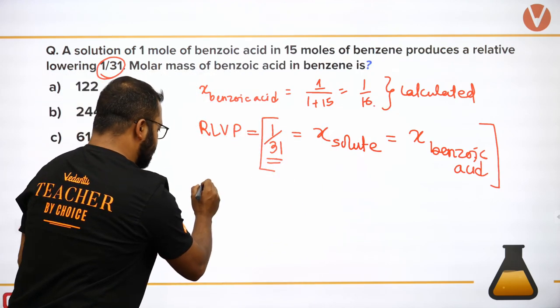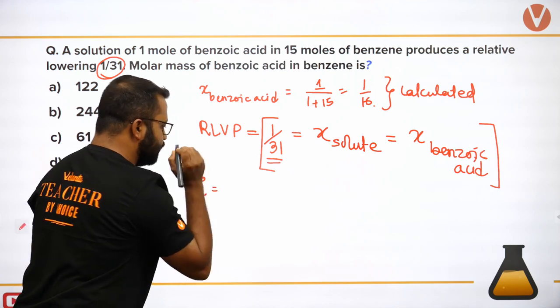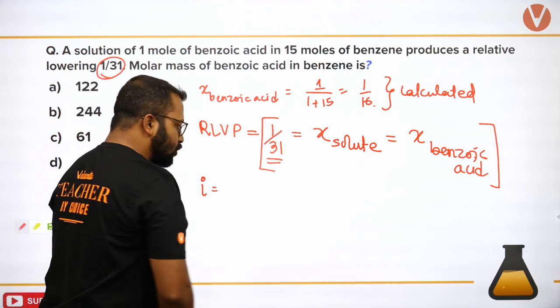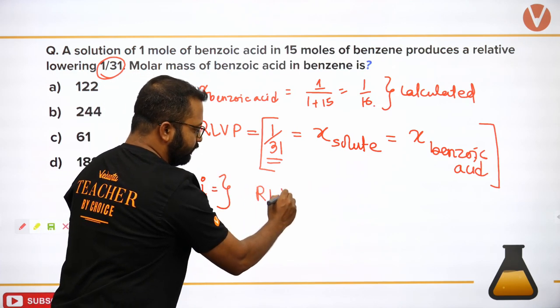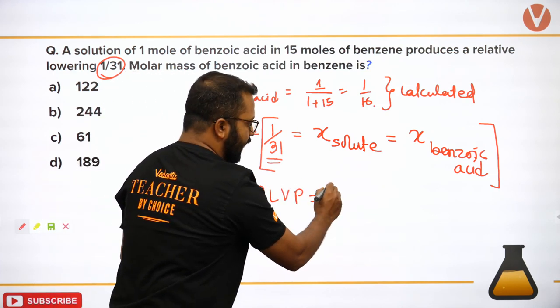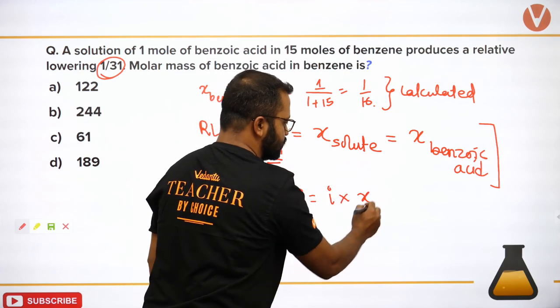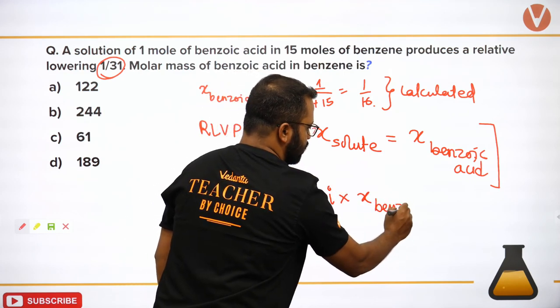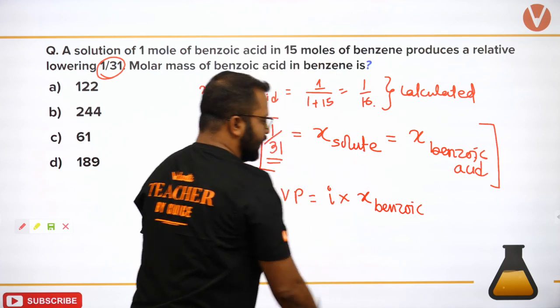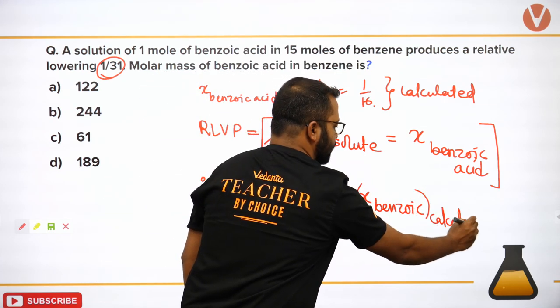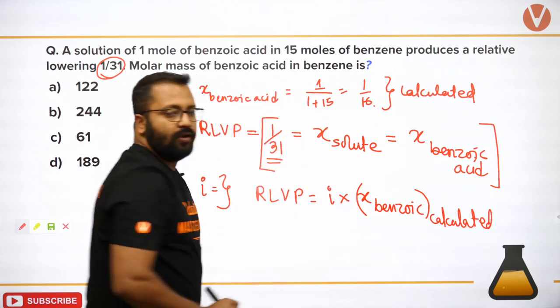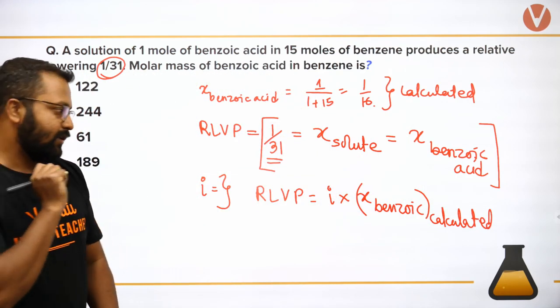What is the value of i? क्या हम बोल सकते हैं value of i? How to calculate i? i would be calculated in this manner that RLVP will be equal to i times the mole fraction of benzoic acid which you have calculated.